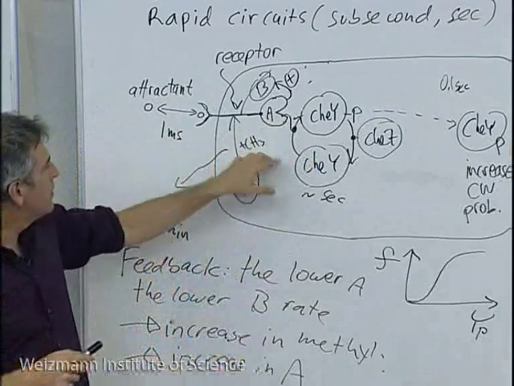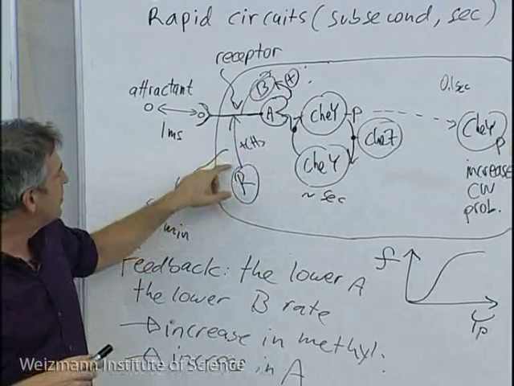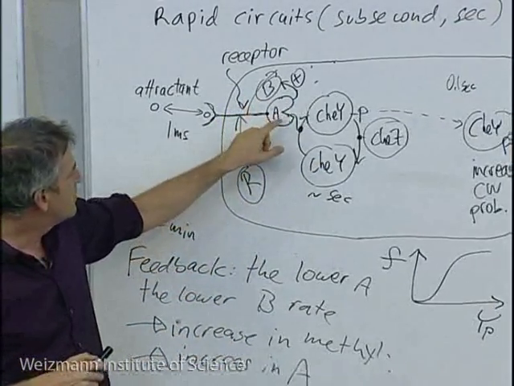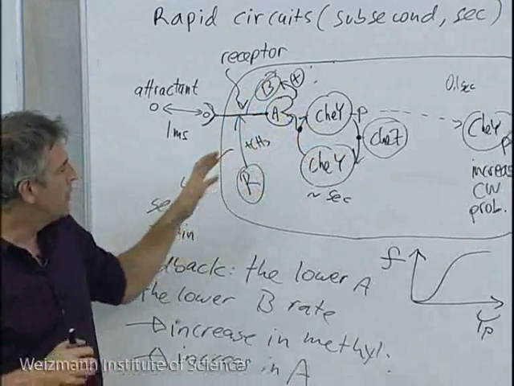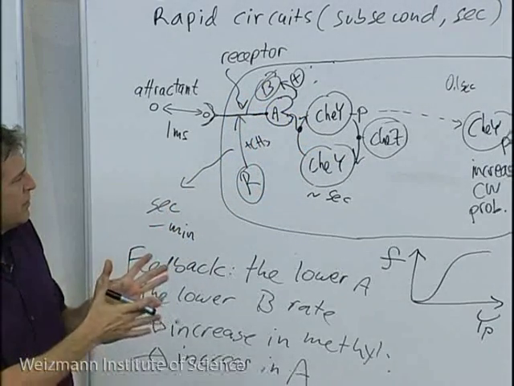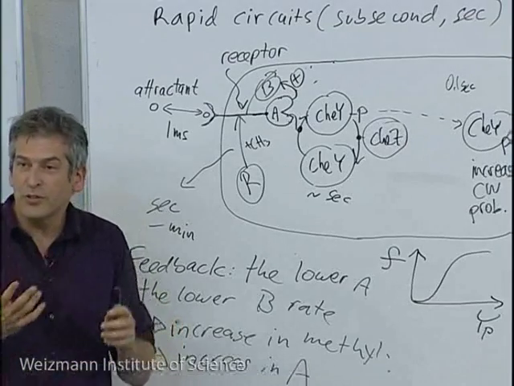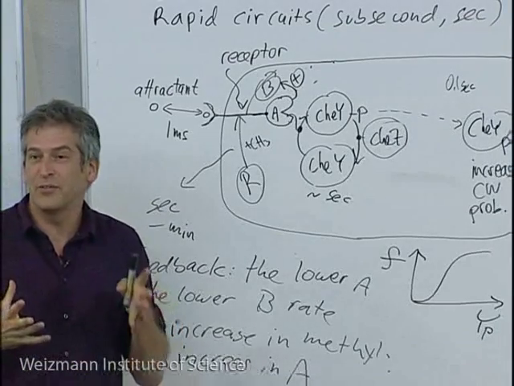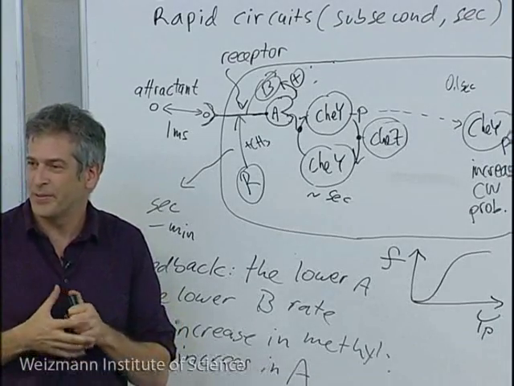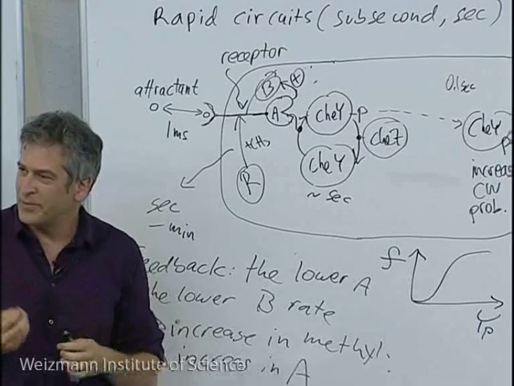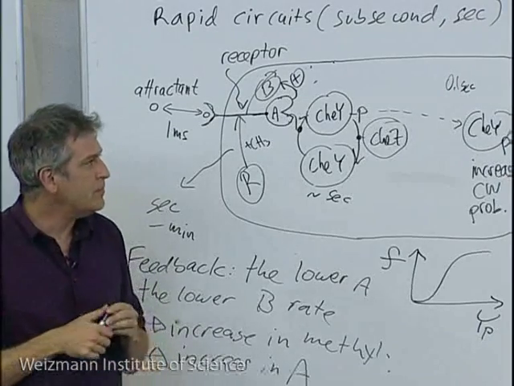And numbers here are known, the rates. This is a slow rate, as I said. This is a very fast rate. The rates are known, the halfway points of the enzymes are known, their concentrations are known, their structures are known. It's the best understood system, really. So it's a good place to do theory.